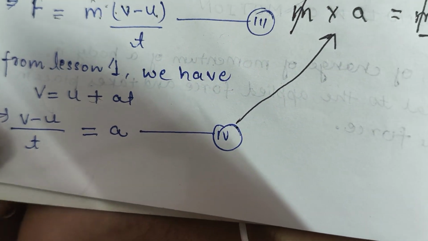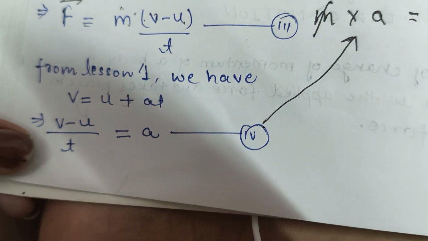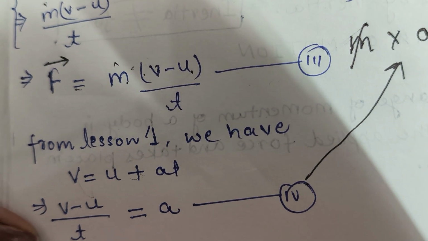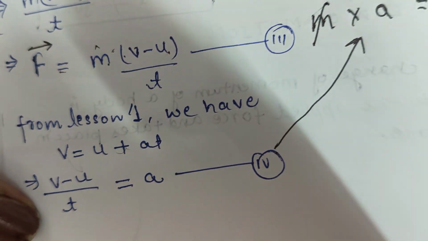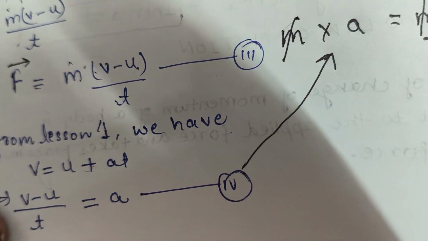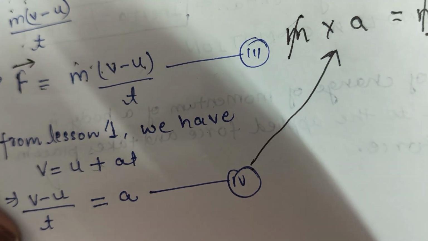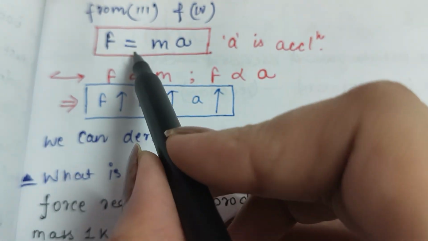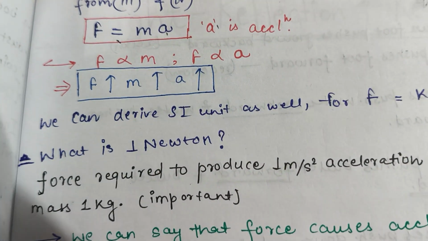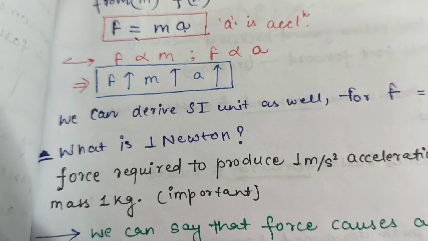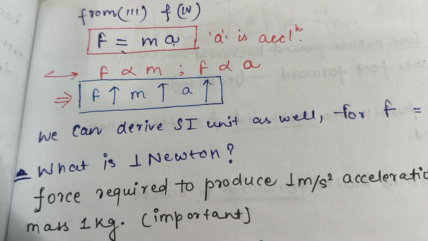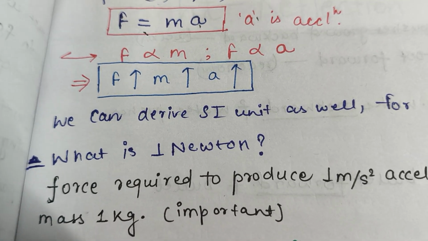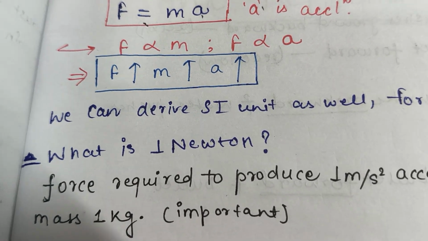But we know now what acceleration is. It's the change in the velocity, the rate of change of velocity with respect to time. It's acceleration, right? So now we can say that force is m into a, and here we have proved the formula of force, and it is directly proportional to mass and acceleration. So if you increase mass, force will increase. If you increase acceleration, force will increase.